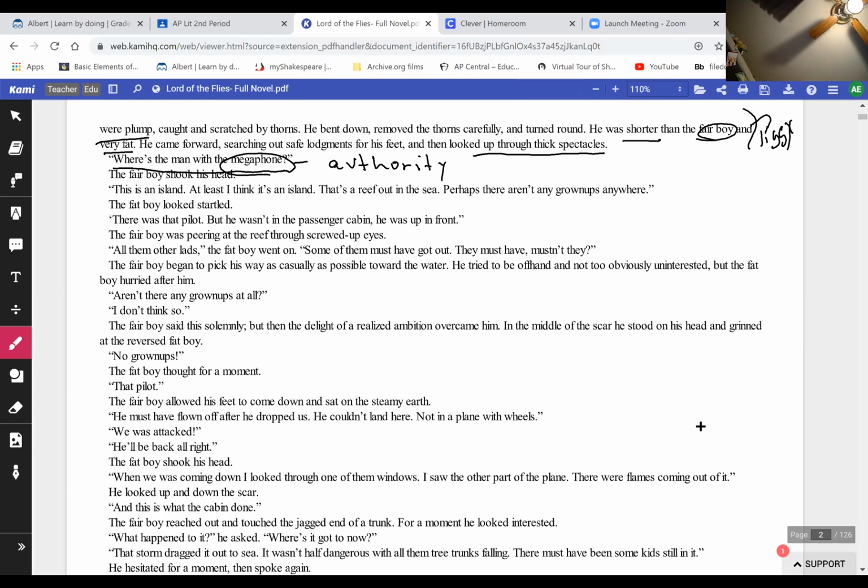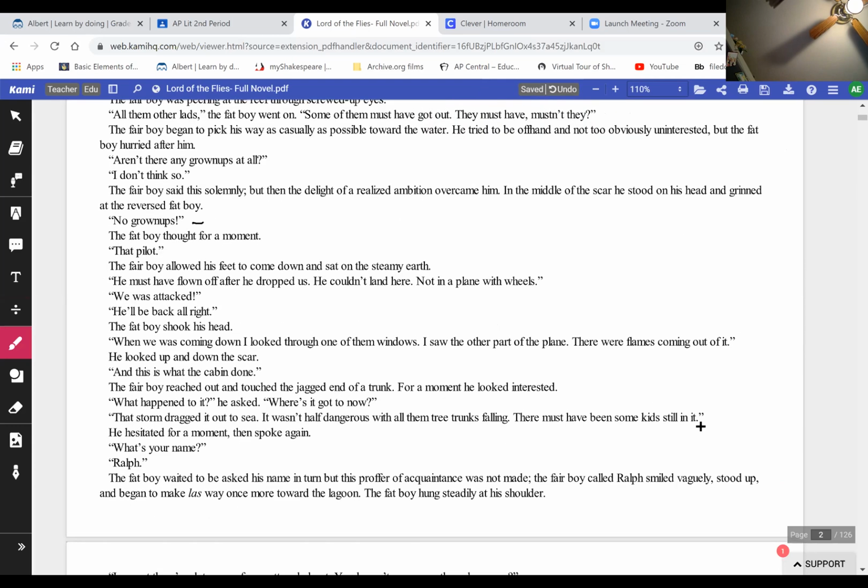Now as it goes, we get the realization that there are no grown-ups, and they're thinking about the pilot of the plane and so on. And we get that they were attacked. Then farther on, we find out they're talking about nuclear explosions and so on. So we get the idea of exactly how they ended up there. They talk about the plane, saying, "I saw the flames here," and so on.